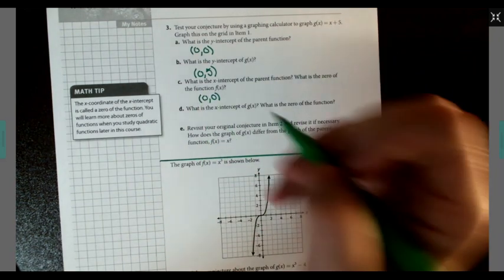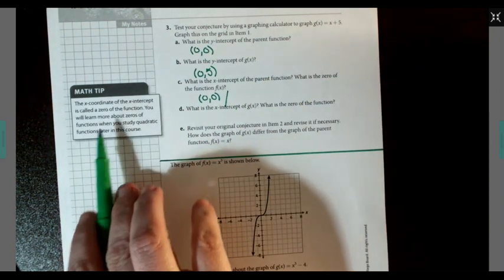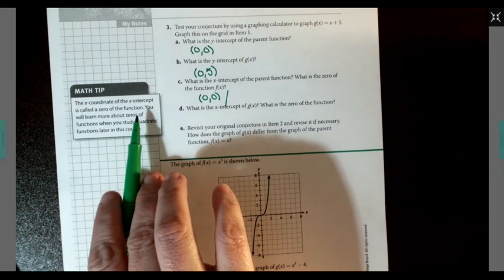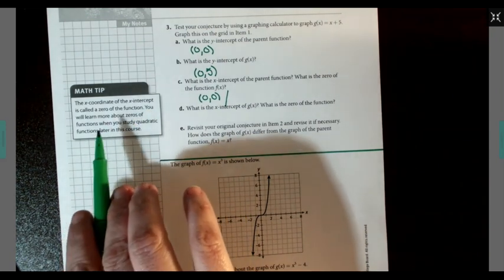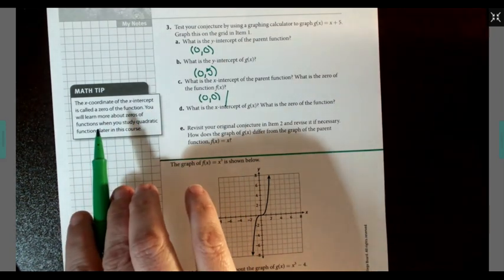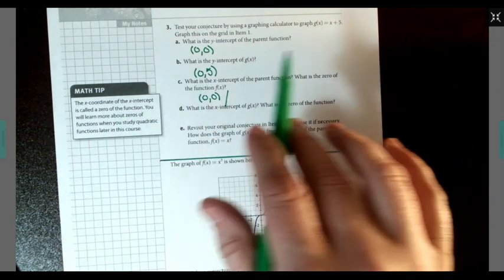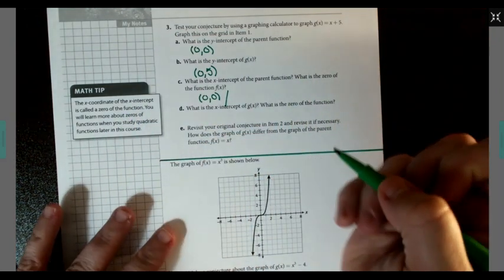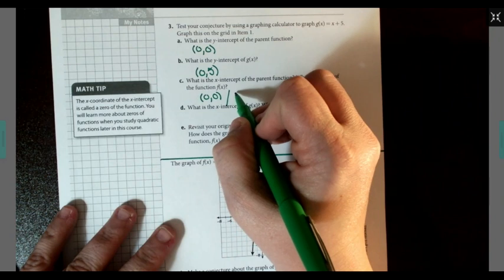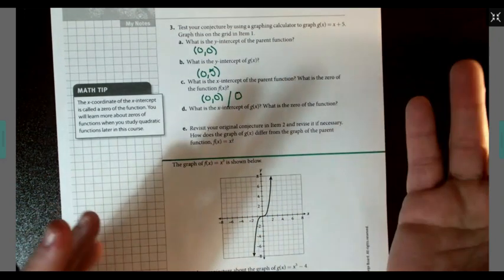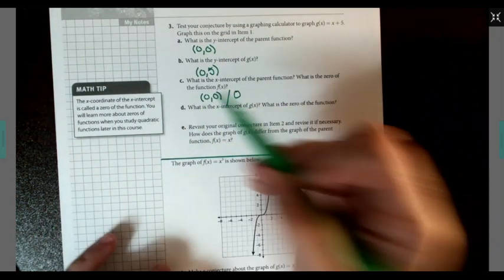Off to the side, it does make a note that the x-coordinate of the x-intercept is called a 0 of the function. You will learn more about zeros of functions when we study quadratics later in the course. So my 0 is at 0. It's just the x value there.